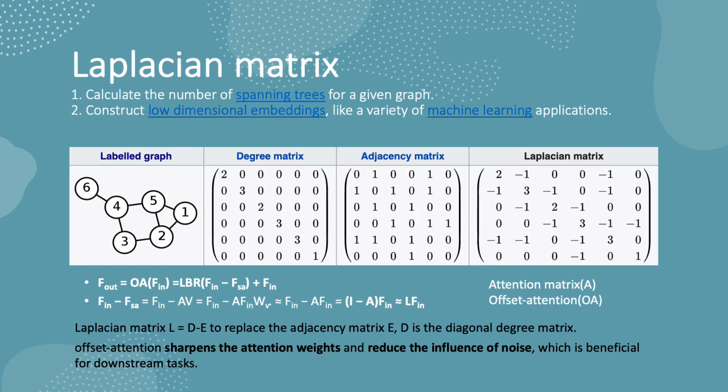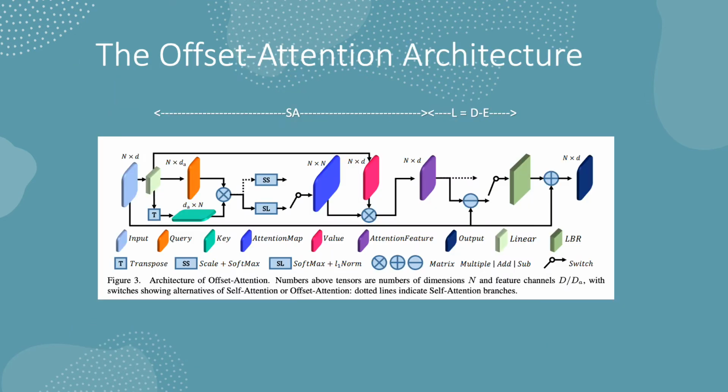The offset attention layer in PCT calculates the difference between the feature from self-attention and the input features using element-wise subtraction. This is adopted from graph networks, using the Laplacian matrix L = D - E to replace the adjacency matrix E. D is the diagonal or degree matrix. The offset attention layer can sharpen the attention weights and reduce the influence of noise, which is beneficial for downstream tasks. This diagram shows the architecture of offset attention.